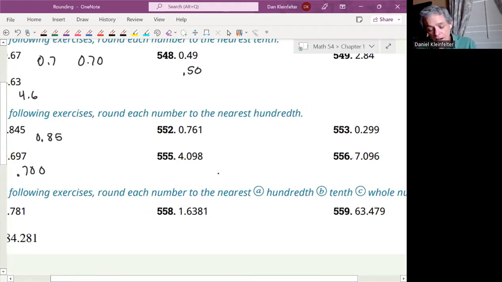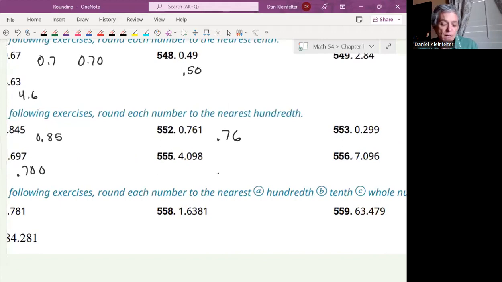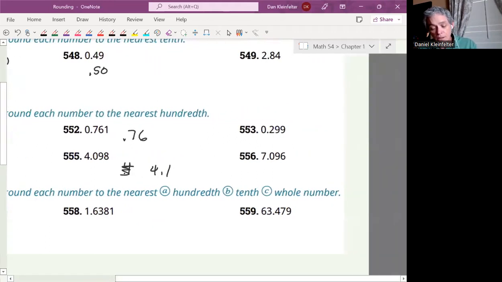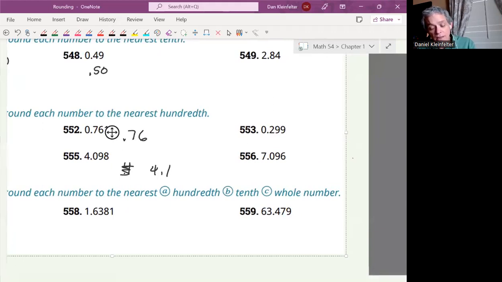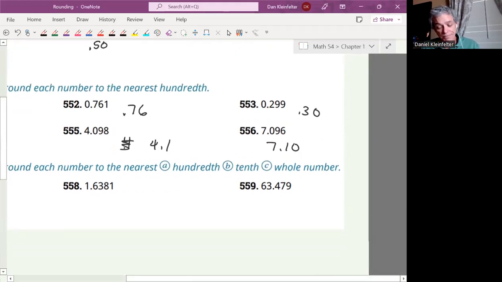0.761, there we're rounding down. It will be 0.76. 4.098, if we're rounding that to the nearest hundredth, again, notice that the hundredths digit is a 9 already, so we're going to have to go up to the next higher tenth. So that will be 4.1 for that. Okay, 2.299 or 299 thousandths, that will be 3/10ths or 30/100ths if you want. And then 7.096 will be 7.10 again.